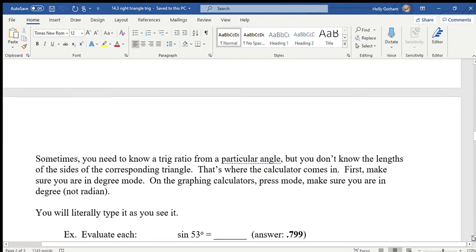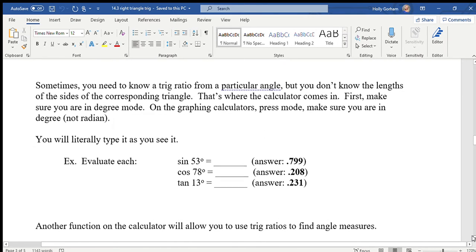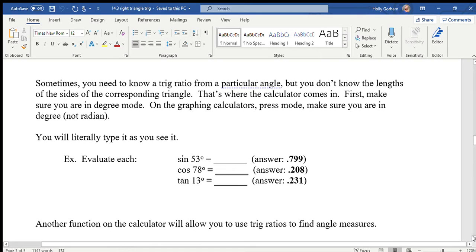Not only can we write ratios, but sometimes we have to find the ratio of a particular angle and we don't know what the triangle looks like. So that's where our calculator would come in. Make sure that you're in degree mode. On your graphing calculator, press mode, which is right next to the second button, and make sure that degree is highlighted. And then you're going to type it in how you see it.